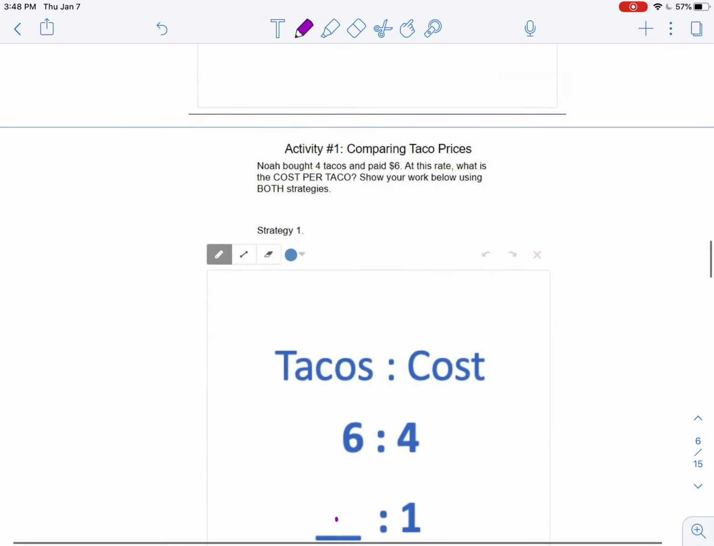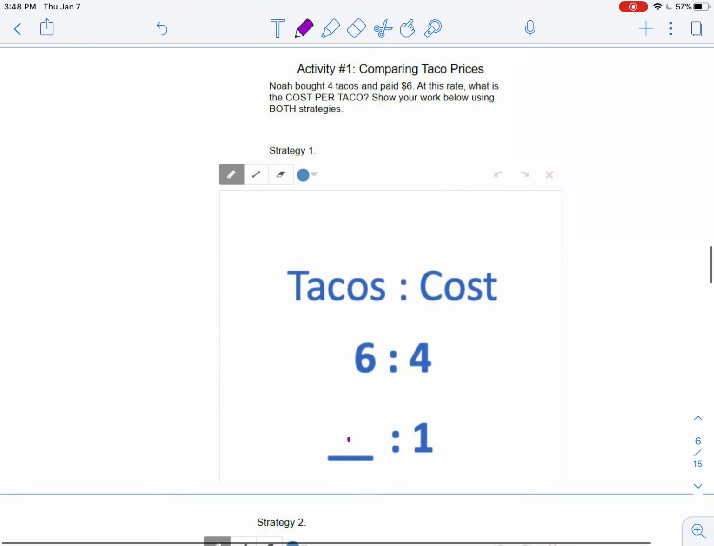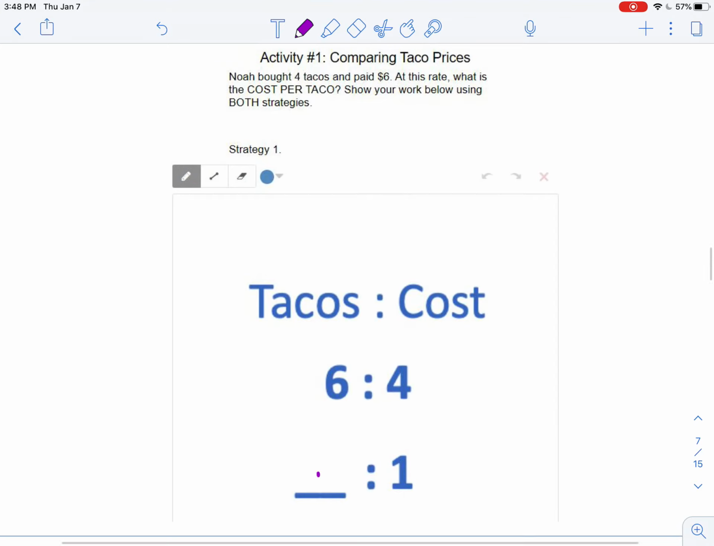Now, this review is going to be really helpful when we start talking about ratio tables. In our first activity, we run into a situation as follows. Noah bought 4 tacos and paid $6. At this rate, what is the cost per taco? Show your work below using both strategies.